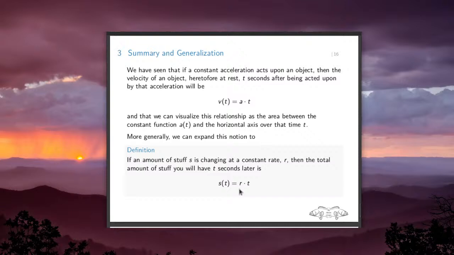So in the case of our example we did earlier, we were accumulating velocity over the course of time through the changing rate of velocity, which was our acceleration. So we can think about our speed being accumulated as we continue to accelerate, and this little formula here just tells us exactly how much has accumulated after this many seconds.